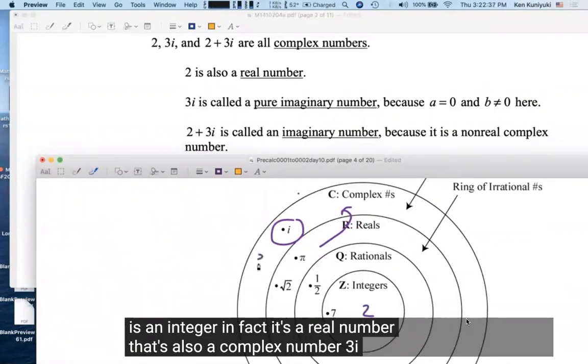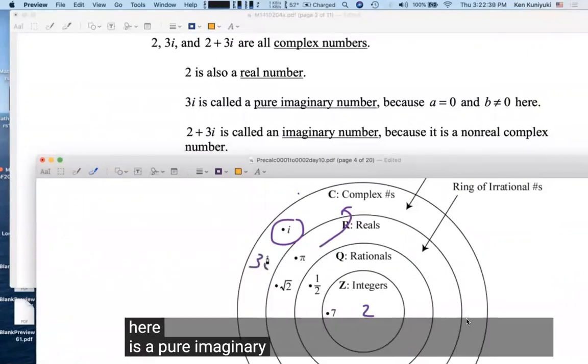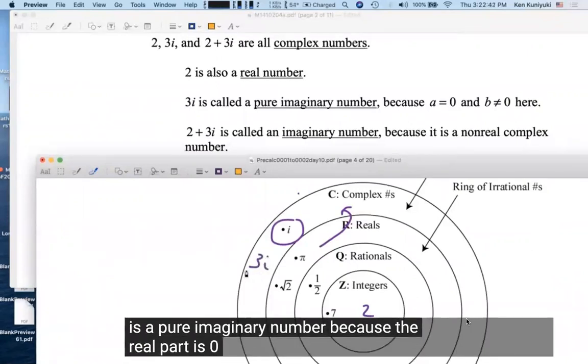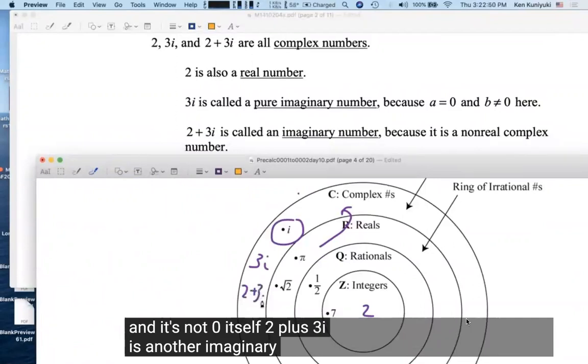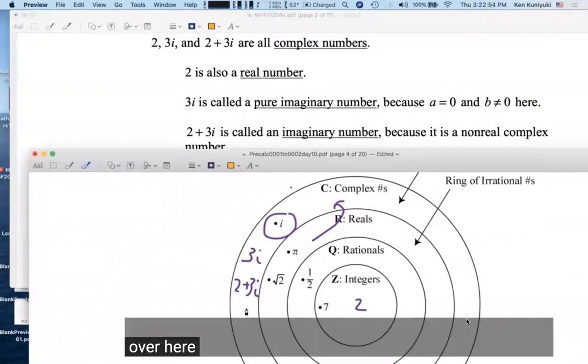3i over here is a pure imaginary number because the real part is 0, and it's not 0 itself. 2 plus 3i is another imaginary number over here.